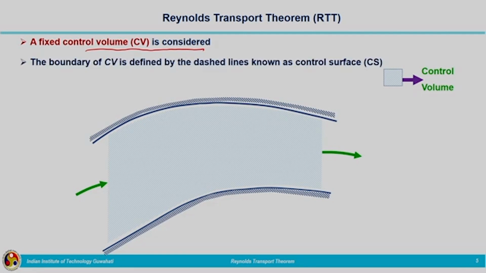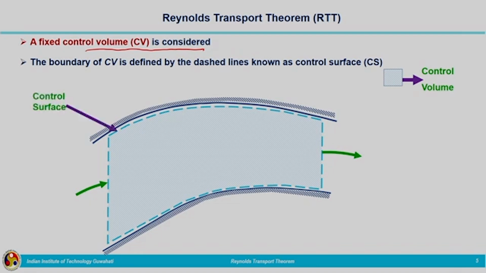This control volume has a boundary. That boundary is known as the control surface. These blue dotted lines represent the boundary of the control volume, which is known as the control surface. Now, looking at the figure, this boundary and the bottom boundary are both impermeable, so water will not flow through these boundaries. There will be no flow through this boundary, and no flow through this boundary. But water flow will be taking place through the left-hand boundary, from left to right.